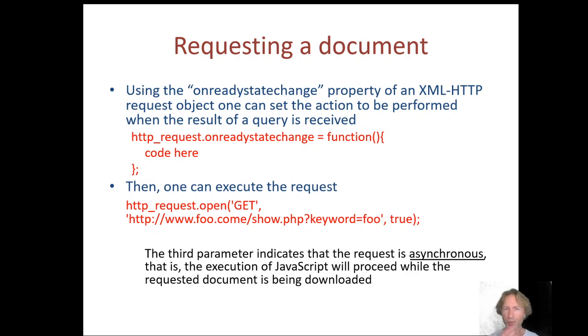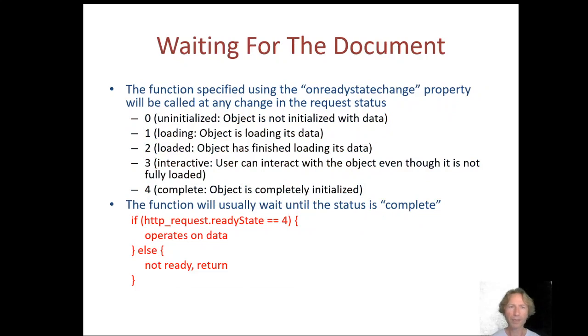So what you can do is access web pages and then do certain things based on the onreadystatechange property of an XML HTTP request object. For instance, you can run some specific JavaScript code whenever there's a change in the state. So for instance, you can do a GET of a web page and wait for the return, and you indicate with true that the request is asynchronous. So the execution of JavaScript will simply proceed while in the background this document is downloaded.